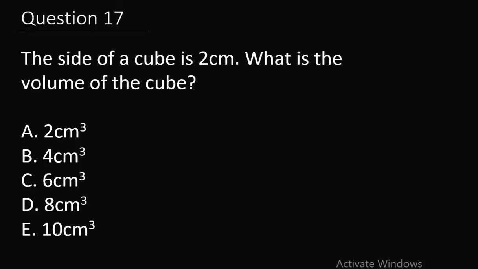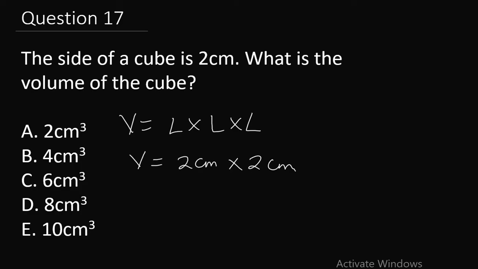Question 17 says, the side of a cube is 2 centimeters. What is the volume of the cube? The formula for calculating volume of a cube is length times length times length. So now they said, hey, look, one side or one length is 2 centimeters. Since for a cube all sides are equal, the other lengths will also be 2 centimeters and 2 centimeters. So the volume here will be 2 times 2, 4 times 2, 8 centimeter cube, which is option D. I'm sure this is clear.